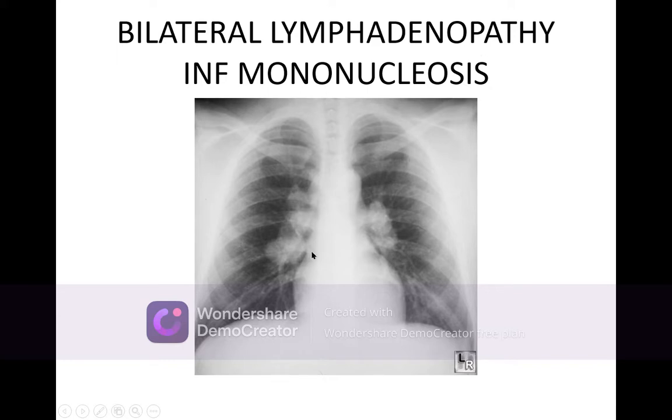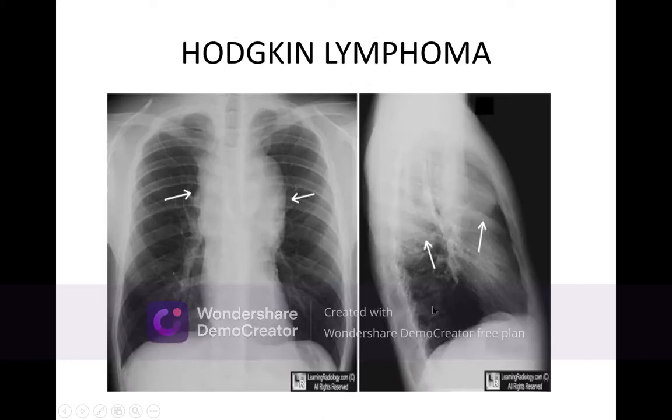Bilateral lymphadenopathy, infectious mononucleosis, very common. I have seen many cases of infectious mononucleosis in young people. The enlargement is there, as well as prominent hilar. All the lung fields seem to be normal.